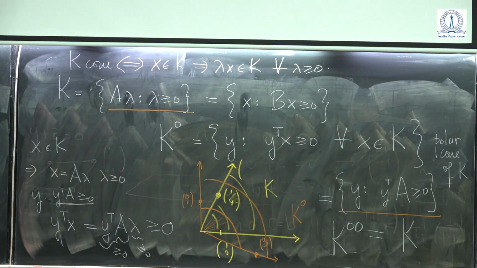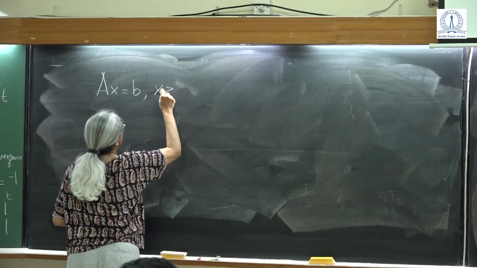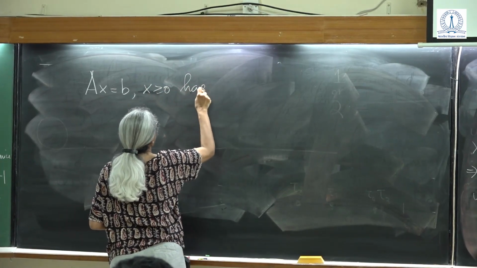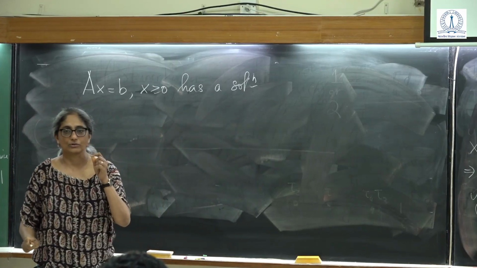Farkas was saying that either Ax equals B, x non-negative has a solution, or there is a y that does something. Do you see quickly how, let's see if we can prove that quickly. So Ax equals B, x non-negative has a solution. Can you tell me what this means? Can you express this in terms of cones?